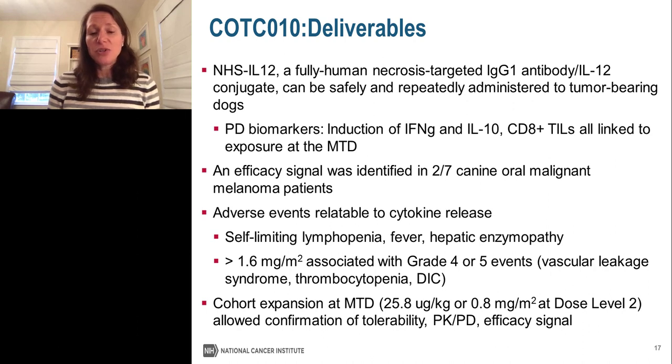When we got into the higher dosing cohorts, above 1.6 mg per meter squared, we did see some serious grade 4 and 5 events that indicated to us that the MTD was probably lower within our dosing cohorts, and we were able to expand the cohort at the 0.8 mg per meter squared dose level and really nail down the maximum tolerated dose in the tumor-bearing dog to be 25.8 micrograms per kilo. And it's important to recognize, too, that these are patients that are pet dogs. These are not healthy 2-year-old beagles.